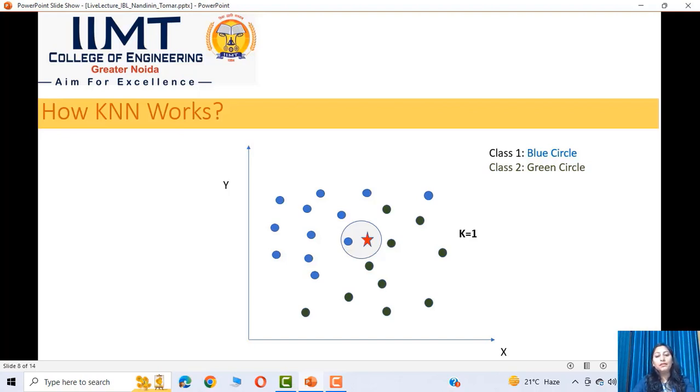So as the nearest neighbor of this given query instance belongs to the blue class, we can conclude that this new query instance will also belong to the blue class.